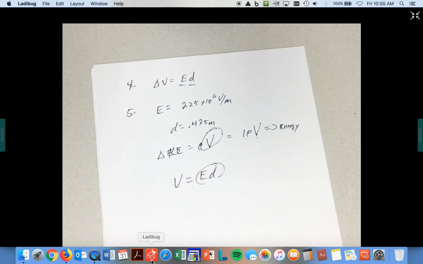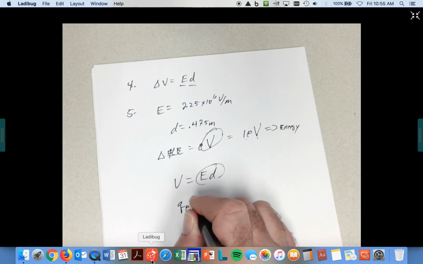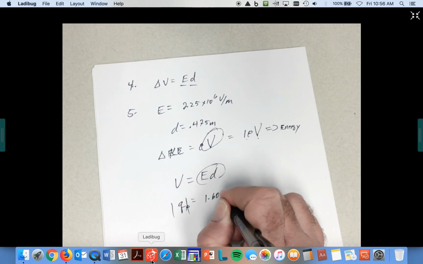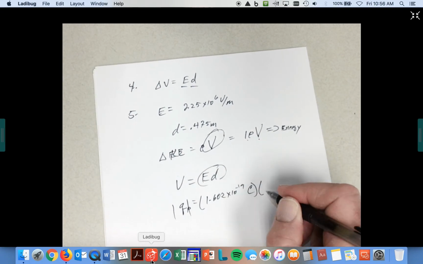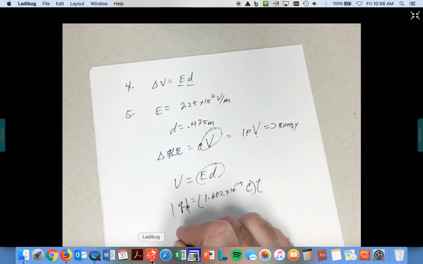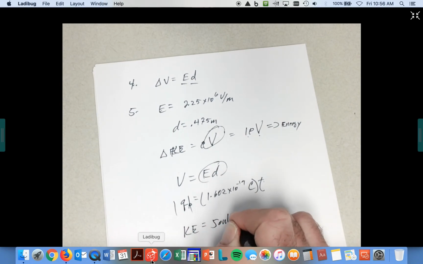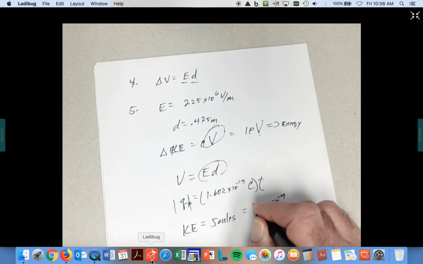Whereas if you did it this way, and this is where I'm going to stop. If you did it this way, if you went, okay, well, the magnitude of the charge of an electron is equal to 1.602 times 10 to the negative 19 coulombs. I'm going to fire it through this thing. So the kinetic energy in joules is going to equal 1.602 times 10 to the negative 19.